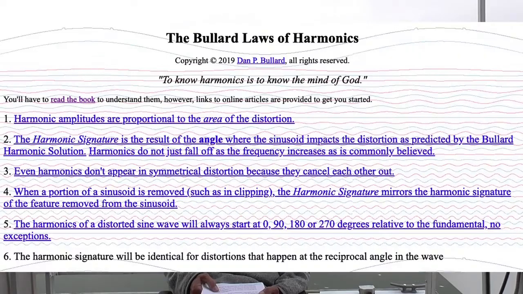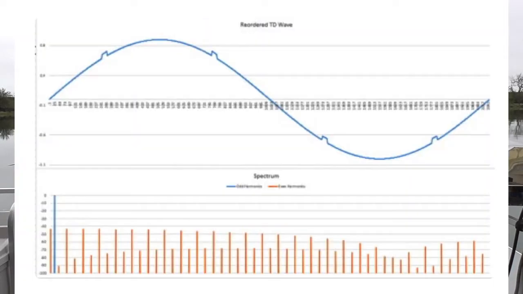to law 3 of the Bullard laws of harmonics, where it says the even harmonics are canceled out by symmetrical distortion. However, it's also true that if you have asymmetrical distortion, that is symmetrical in one way but asymmetrical in another, it turns out that you get nothing but even harmonics and all the odd harmonics are canceled. Now, this never happens in real life. This never ever happens in real life. Amplifiers just don't work this way.